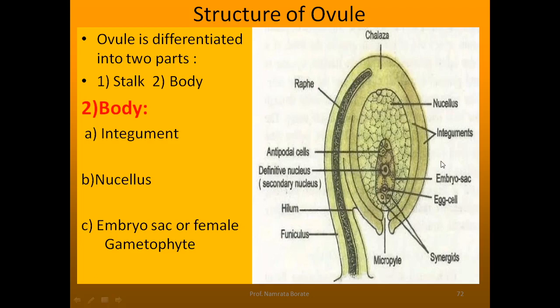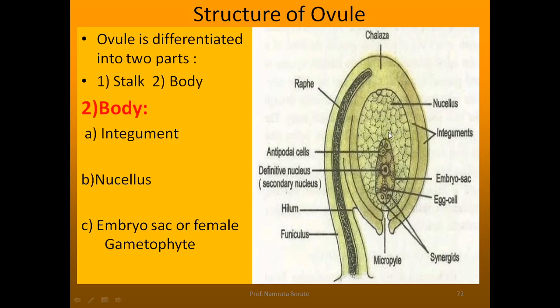So what is the function performed by the integument? It gives protection to the nucellus, and after fertilization the integument forms the seed coat. The second part is the nucellus.